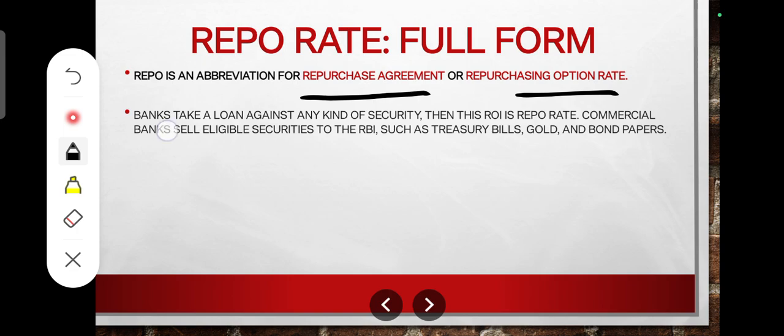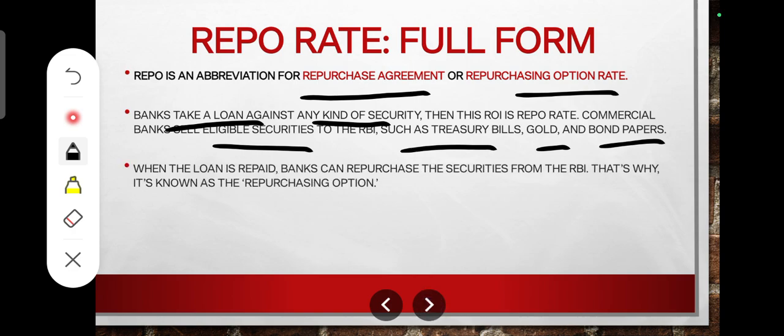Whenever a bank requires funds, it will take a loan. Now, why will the Reserve Bank give them a loan? Against a certain kind of security. Now, what are these securities? These can be treasury bills, gold, paper bonds. So, these will be given to the Reserve Bank of India. These are called eligible securities. And for this, the commercial banks will get a loan and they will pay a rate of interest that is called repo rate.